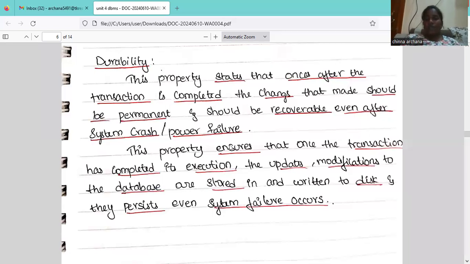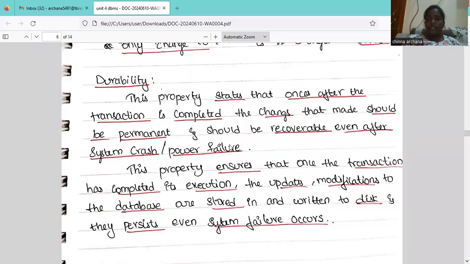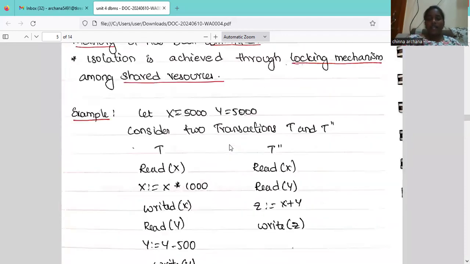This is one of the most expected questions in the end exams. They tell you to write the ACID properties of transaction, or else properties of transaction. They may or may not mention the ACID properties, but if you see the properties of transaction, then it is the ACID properties. ACID means atomicity, consistency, isolation, and durability. So these are the ACID properties.